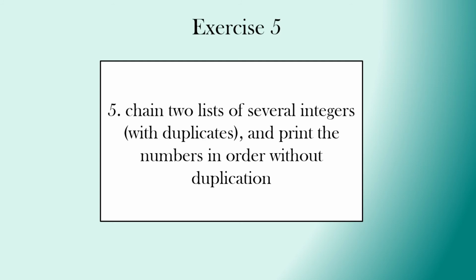You may have numbers that occur in both lists or more than once in one of the lists, so there's duplicates. Now you need to print those numbers in order without duplication. So we want to know what the numbers are, and we want them in order. Let's have a look at the solutions.